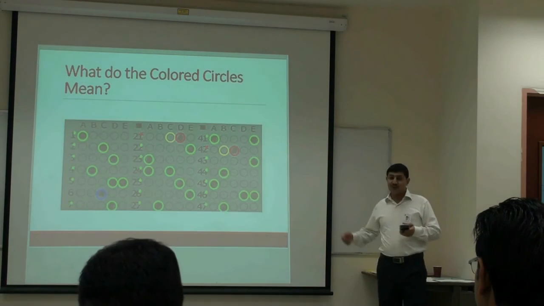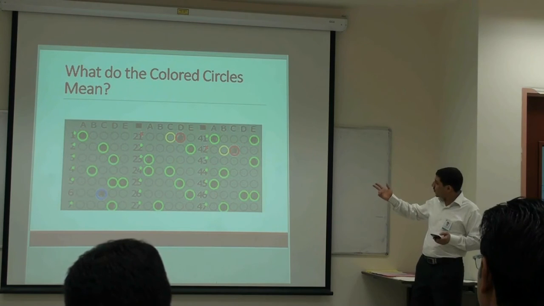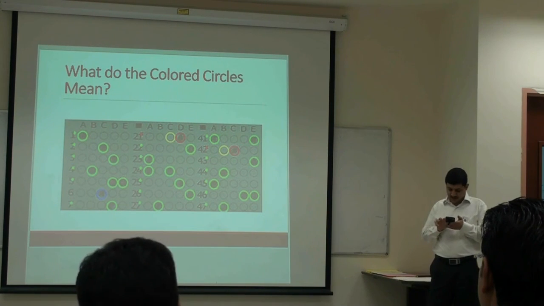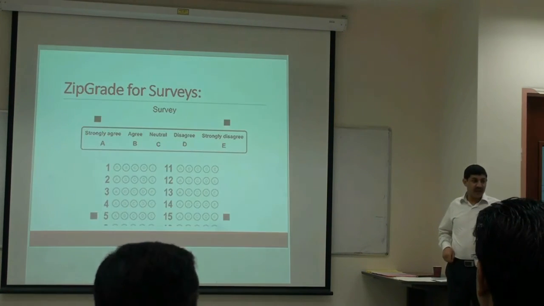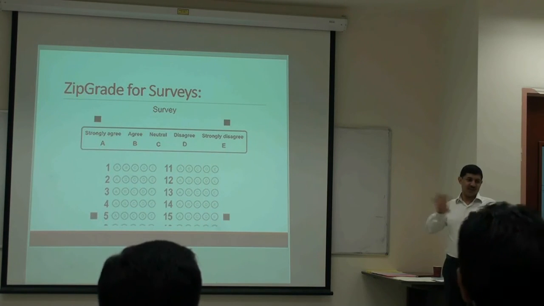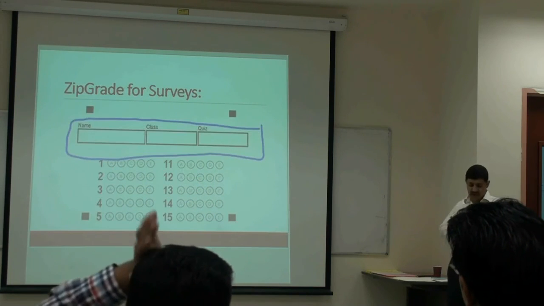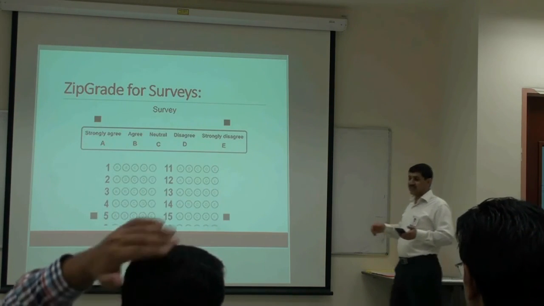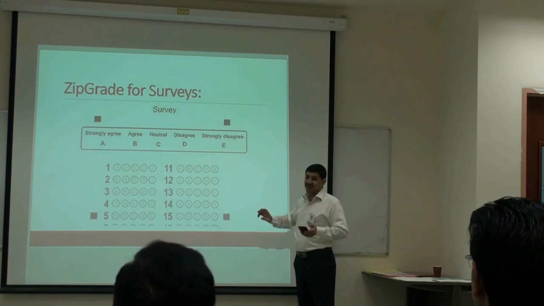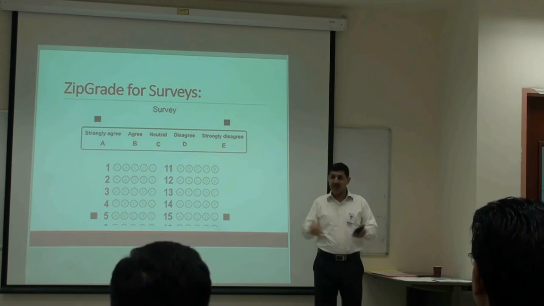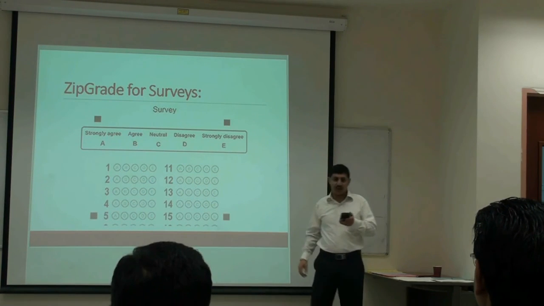What do the colored circles mean? This is using an image editor. You just use Microsoft Paint or any image editor and remove this part. A note to be said here: don't mess with the dark squares, because they are used to align the paper. You can only delete this part and add whatever you want for the survey.